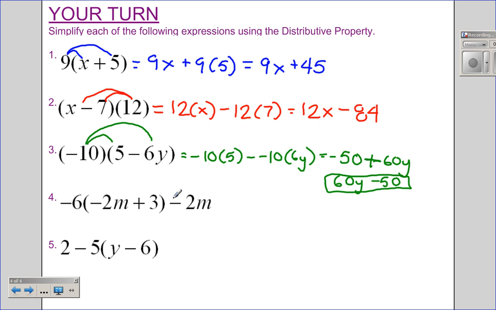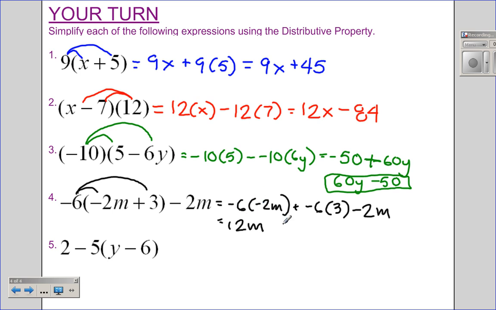Let's look at number 4. I'm going to have to combine this like term here at the end. So let's distribute the negative 6 first. When I do that, I get negative 6 times negative 2m plus negative 6 times 3. And I still have that minus 2m here at the end. Simplify this a little bit more. Negative times a negative would be a positive 12m. Negative 18 minus 2m. I can combine the 12m and the minus 2m. I get 10m minus 18 is my answer for number 4.